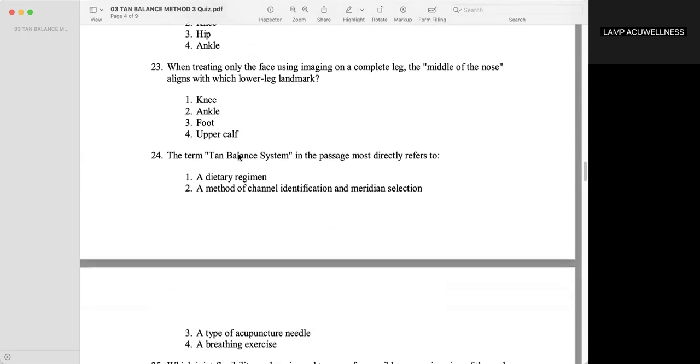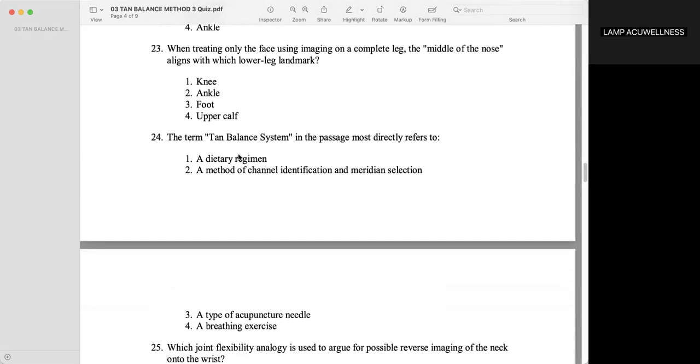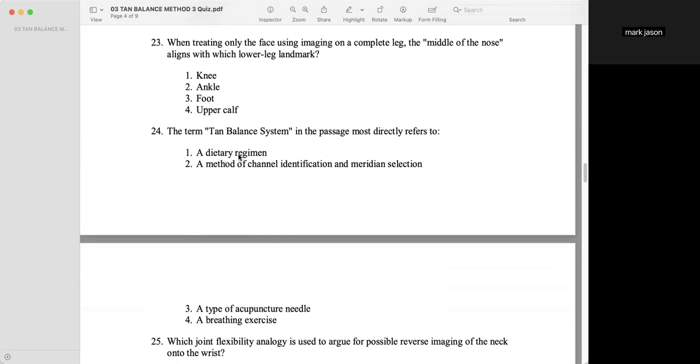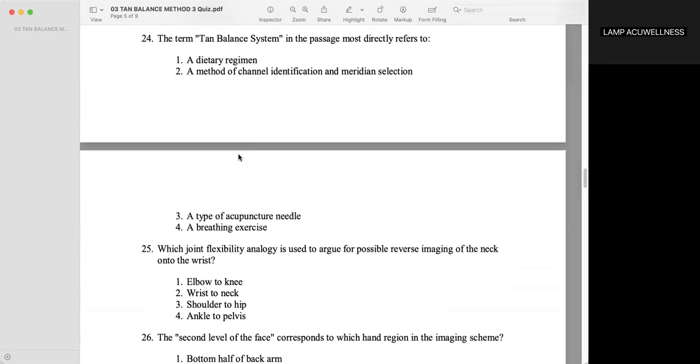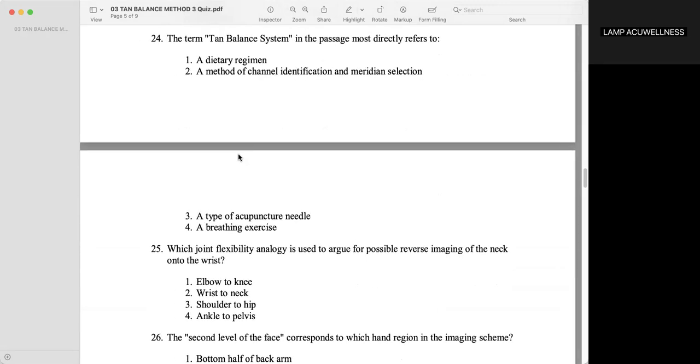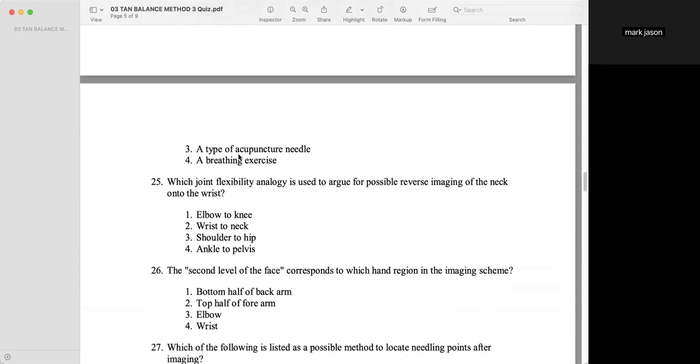When treating only the face using imaging on a complete leg, the middle of the nose aligns with which lower leg landmark? Knee. The term time balance system in the past most directly refers to a method of channel identification and meridian selection.